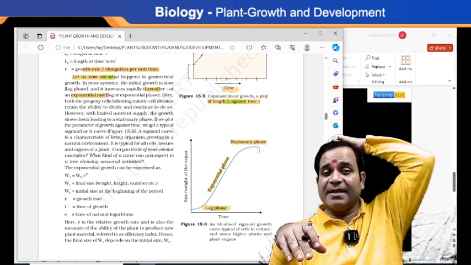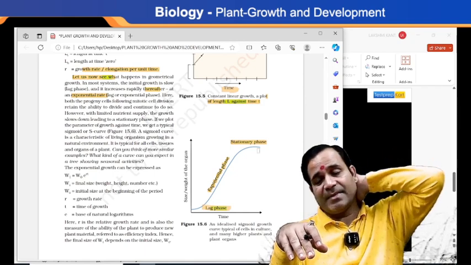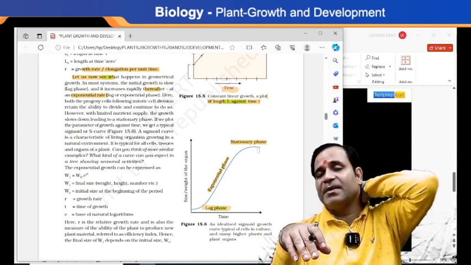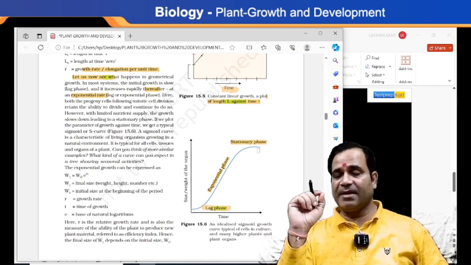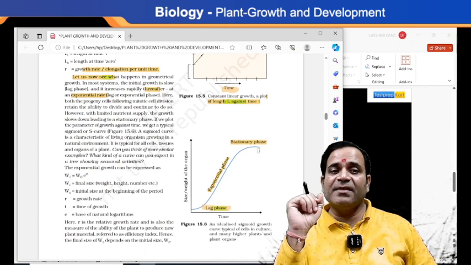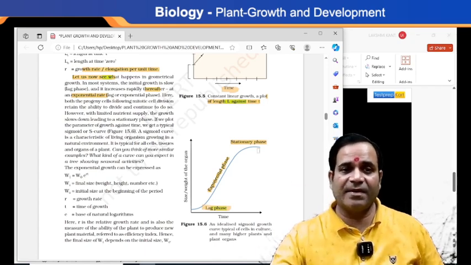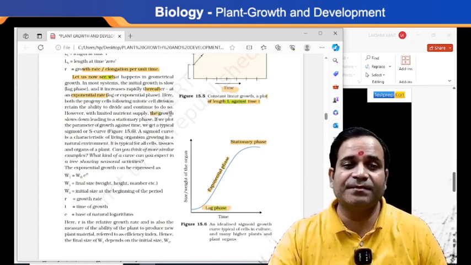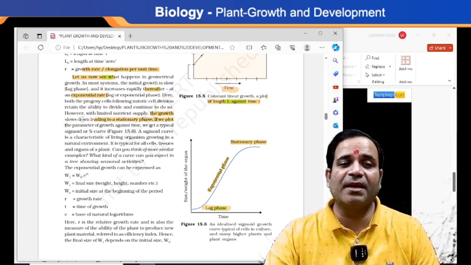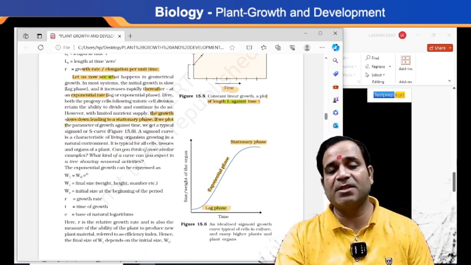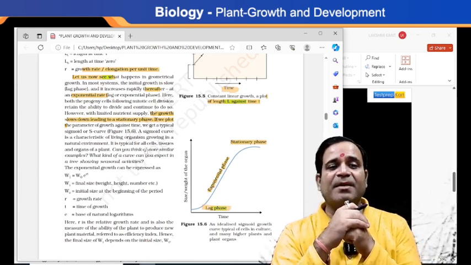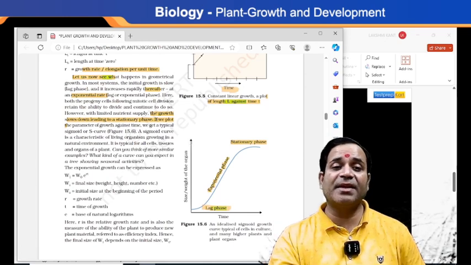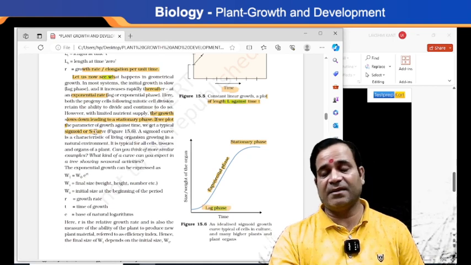Now if I say progeny cells, it means the cells which are divided from the parent cell, and the division is mitotic cell division. In mitotic cell division, we understand that the growth slows down, leading to a stationary phase. If we plot the parameter of growth against time, we get a typical sigmoid or S curve.